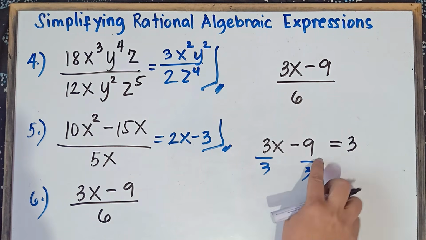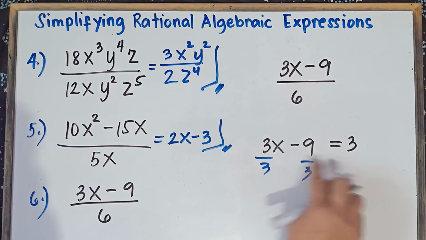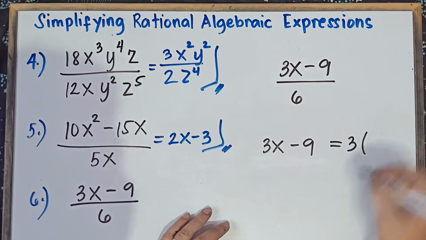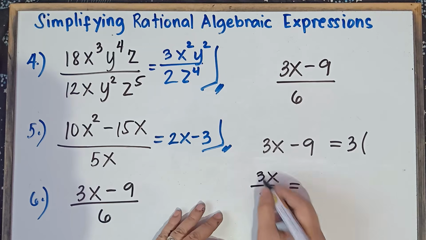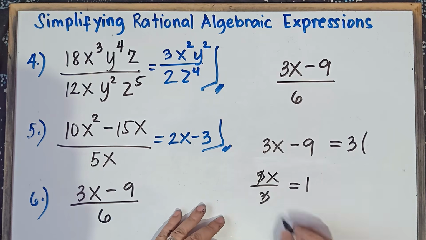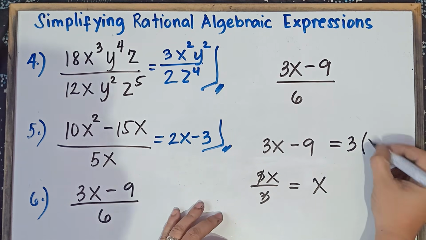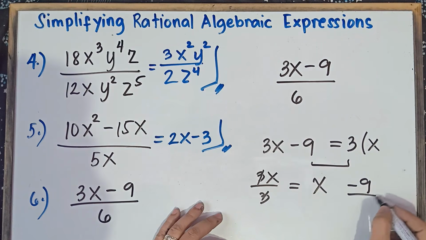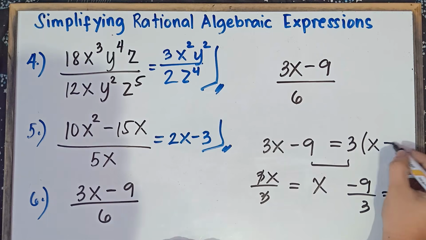Now for the variable, since this 9 doesn't contain any variable, we cannot factor out the variable. So that's only the number. And then put open parenthesis and then simply divide this one. 3x divided by 3. 3 divided by 3 is 1. And then simply copy x. There would be 1x or x. So this is x and then negative 9. Negative 9 divided by 3. Negative divided by positive is negative. 9 divided by 3, that would be 3. So that would be negative 3.